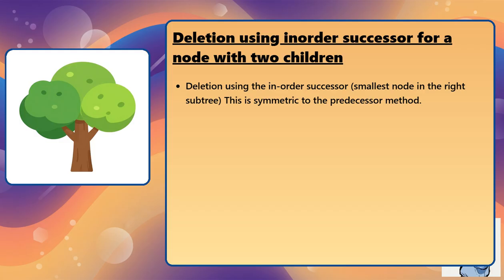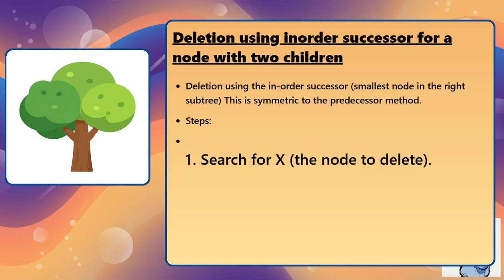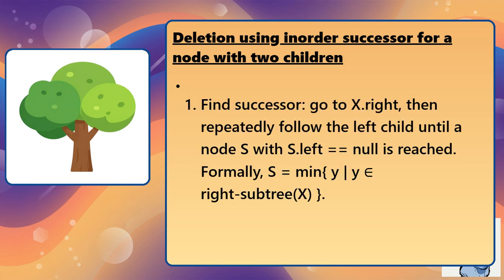This is symmetric to the predecessor method. Steps: Step 1, search for x, the node to delete. Step 2, find the successor. Go to x.right, then repeatedly follow the left child until a node s with s.left equals null is reached. Formally, s equals the minimum of y such that y is in the right subtree of x.